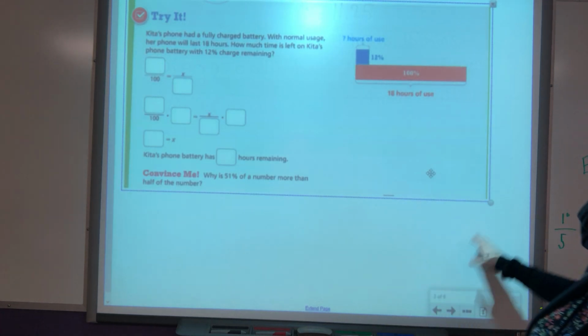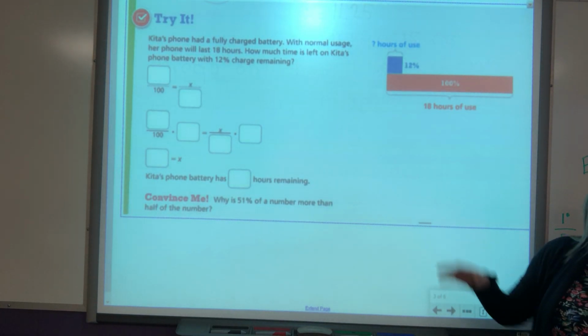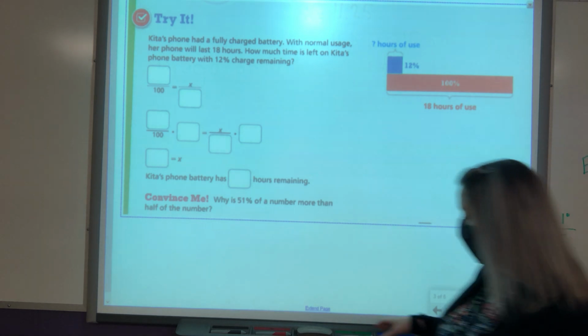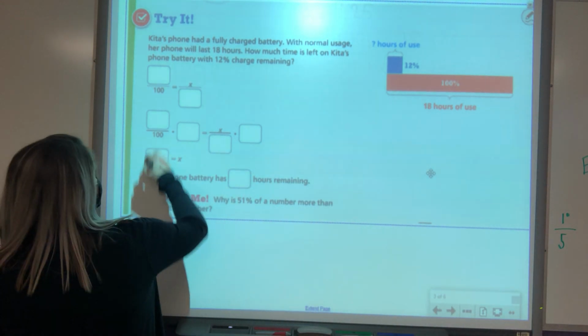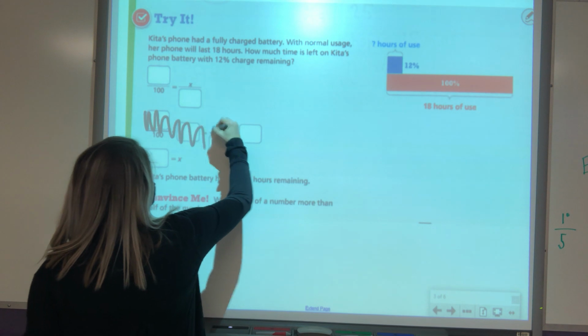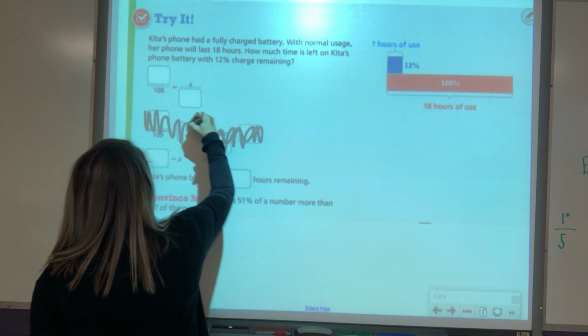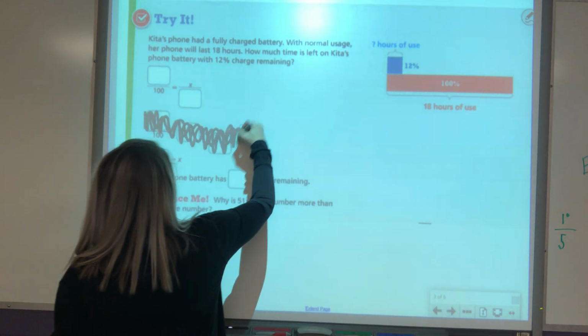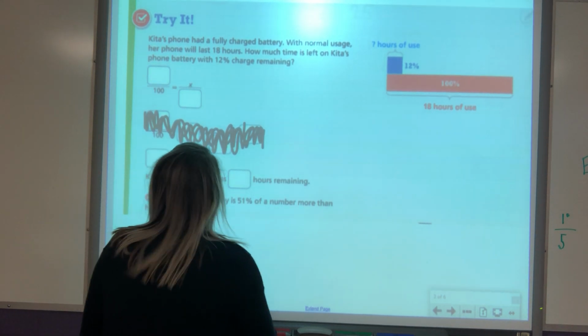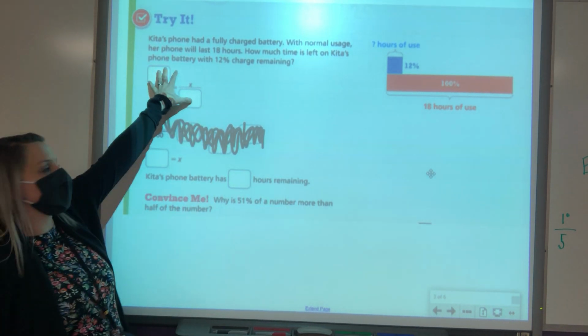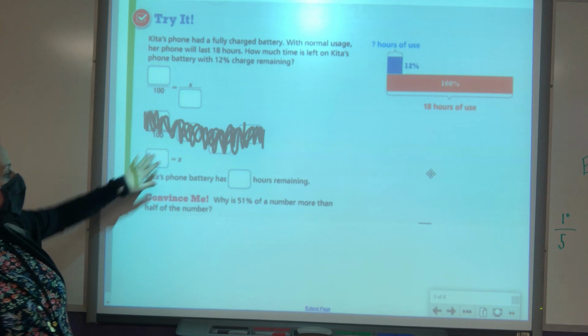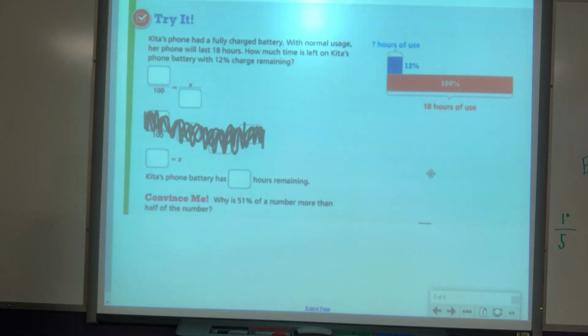All right, so let's look at the next one. You don't have to use the boxes, okay? I want you to cross this part out. Cross that part out. So leave the percent proportion box, leave the X. We don't need that part.